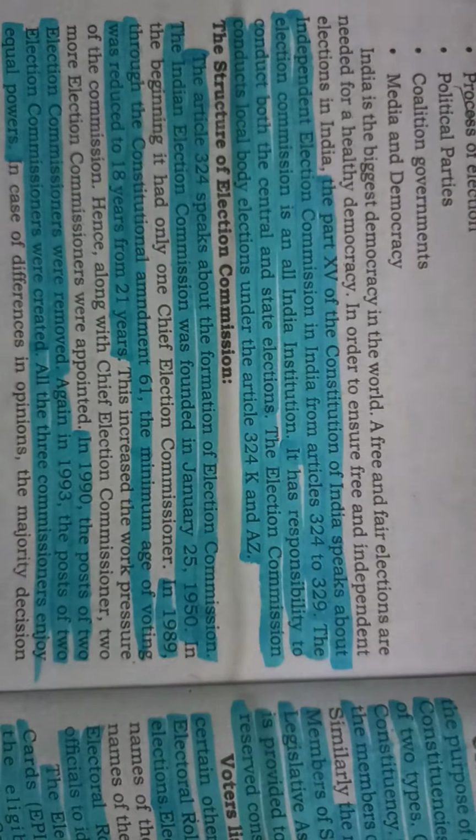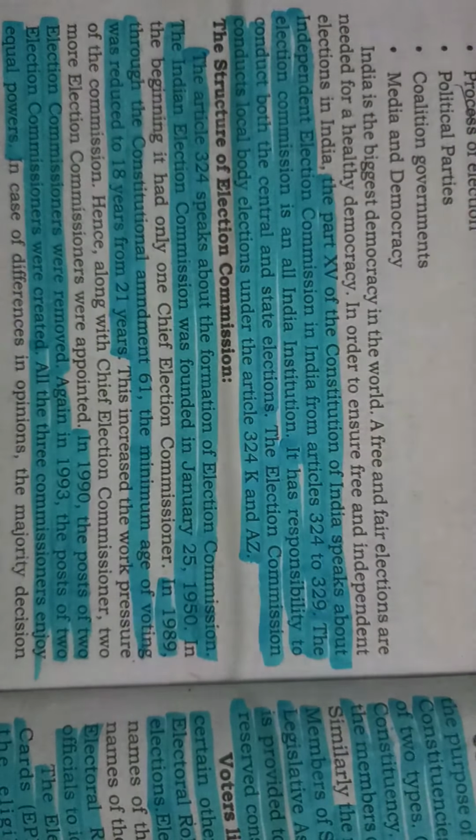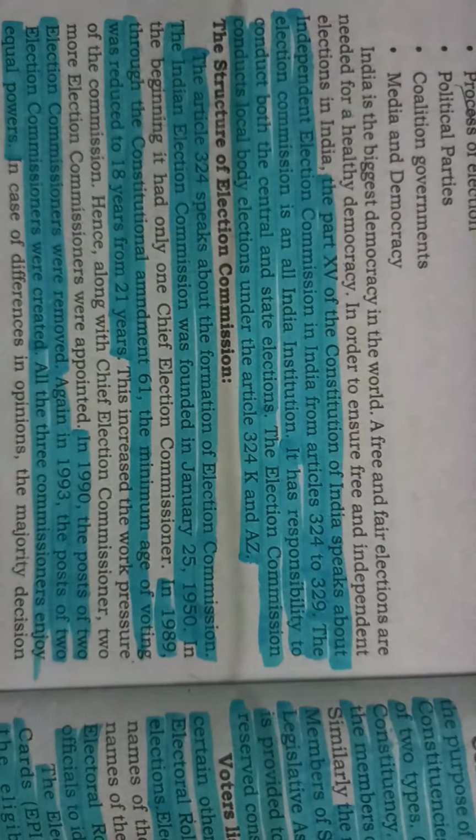Part 15 of the Constitution of India speaks about the Independent Election Commission in India, from Article 324 to 329. So it is the responsibility of the Election Commission to conduct free and fair elections in both the center and the state.